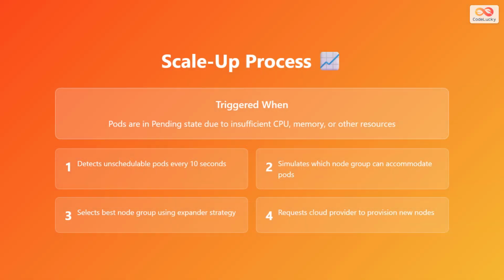Let's dive deeper into the scale-up process. A scale-up is triggered when pods are in a pending state because there isn't enough CPU, memory, or other resources available to schedule them. Here's how it works step by step. First, Cluster Autoscaler detects unschedulable pods every 10 seconds by default. Second, it simulates which node group can accommodate these pending pods by testing different configurations. Third, it selects the best node group using what's called an expander strategy, which we'll discuss later. Finally, it requests the cloud provider to provision new nodes in the selected node group. Once these nodes are ready, Kubernetes can schedule the pending pods onto them.